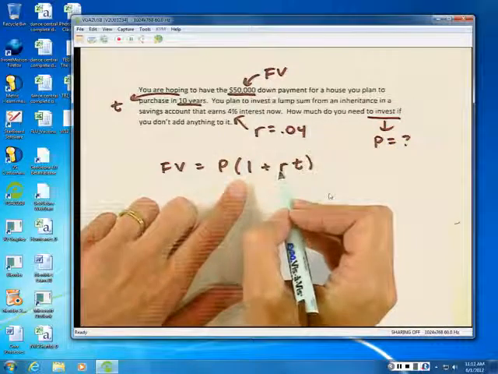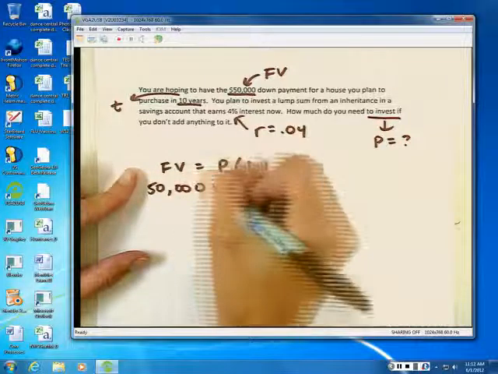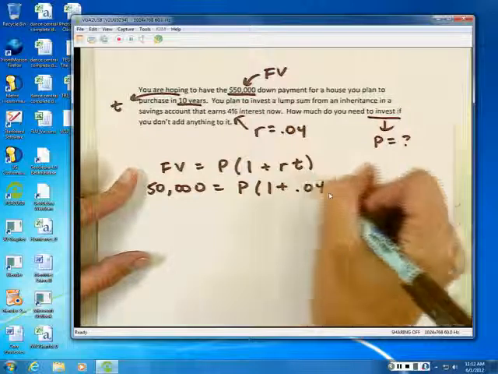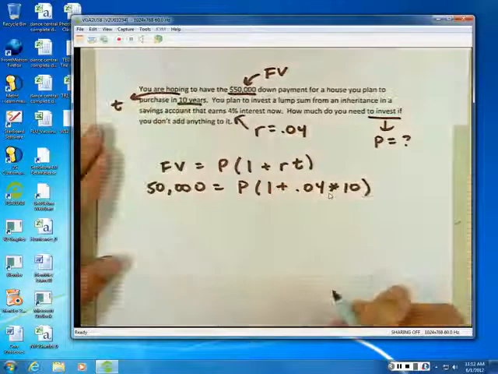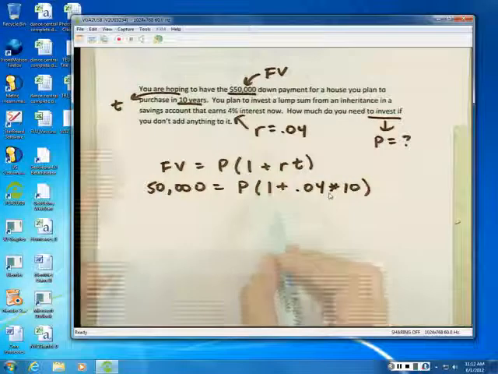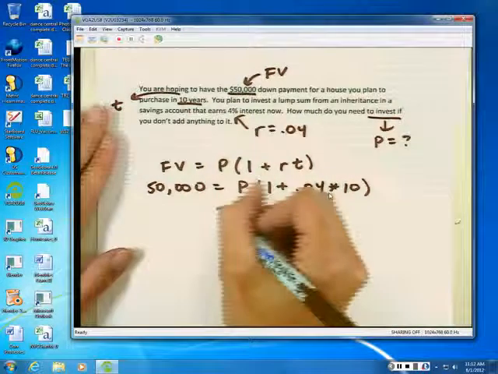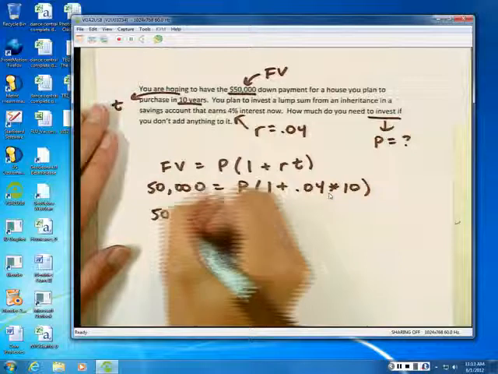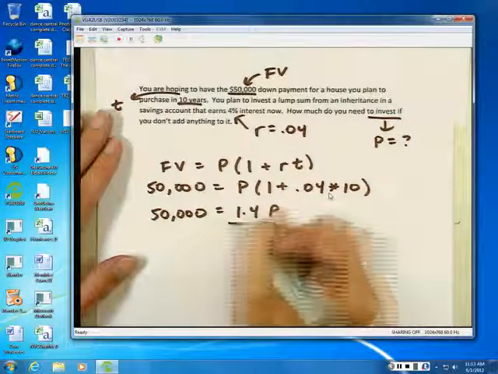What do I know? I know that the future value is going to be $50,000. P I don't know. 1 plus R, which is 0.04, T, I do know that is 10. So if I do the 1, I'm going to do those parentheses, 1 plus 0.04 times 10, I get 1.4. So this is 1.4 times P equals 50,000. We're going to do a teeny tiny bit of algebra. We're going to divide both sides by 1.4.